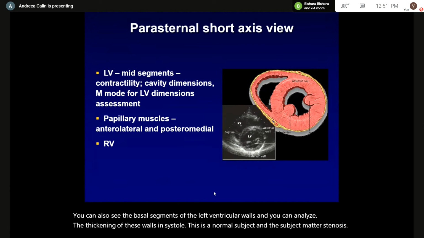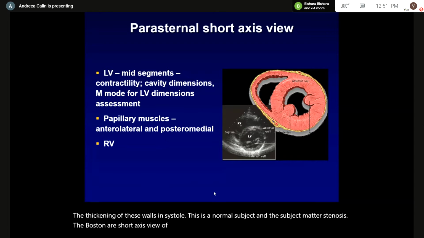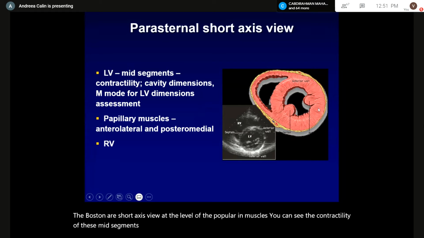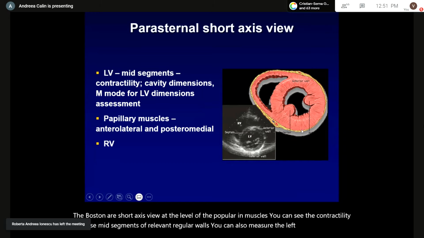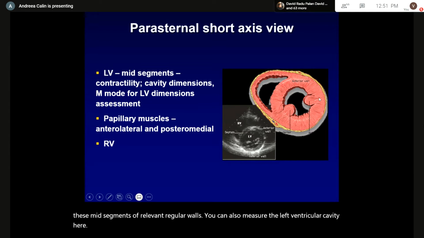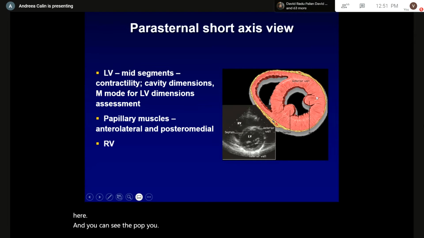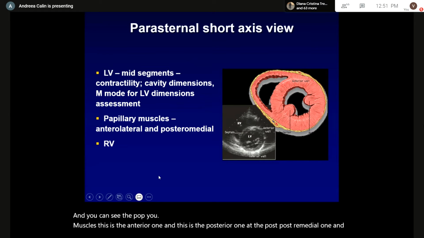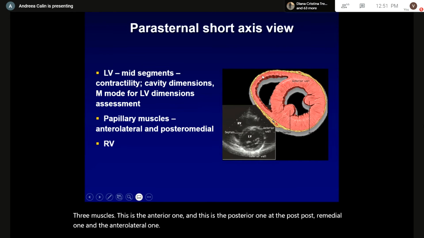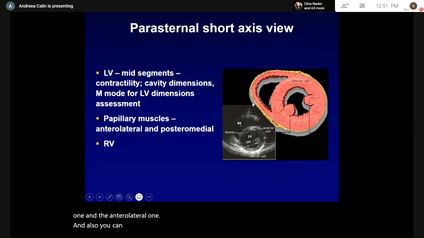In the parasternal short axis view at the level of the papillary muscles, you can see the contractility of these mid segments of the left ventricular walls. You can also measure the left ventricular cavity here, and you can see the papillary muscles. This is the anterior one, and this is the posterior one, the posteromedial one, and the anterolateral one. And also you can see the right ventricle here.